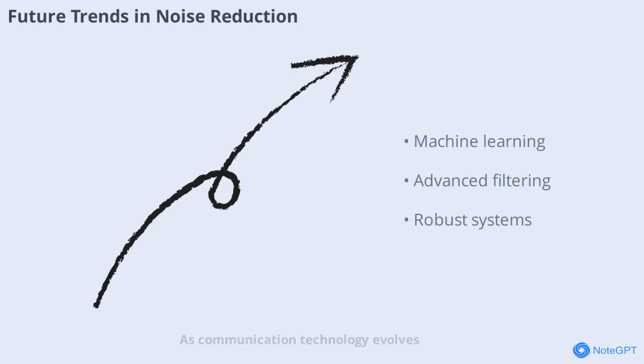As communication technology evolves, new methods for reducing noise are being developed. Machine learning algorithms can now detect and filter out noise more effectively than ever before. The future promises even more robust and reliable communication systems.